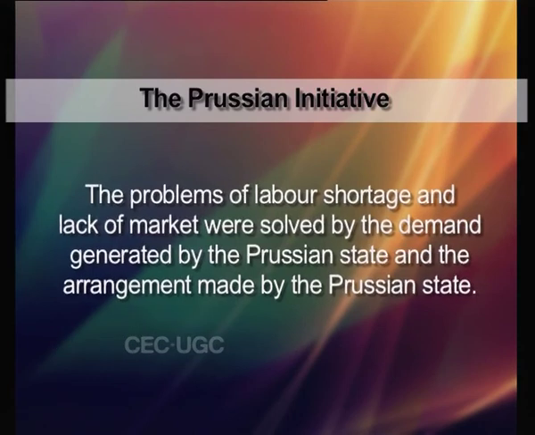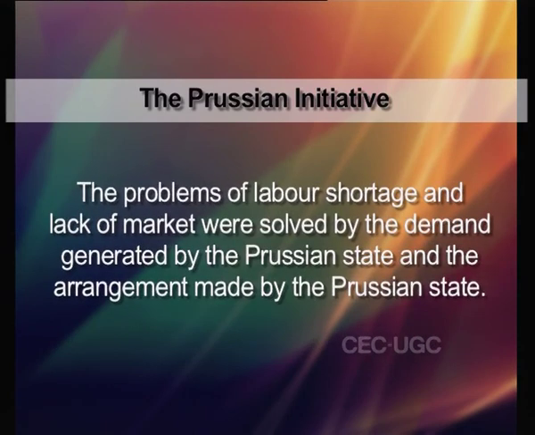They were given looms, they were given holdings, they were given houses, so that a textile industry could emerge in Silesia almost out of nothing. So both the problem of labor shortage and the problem of market had been resolved in this particular case by the demands generated by the Prussian state and the arrangement made by the Prussian state. The Prussian state went to the extent of extending full protection to Malapane Huete, the heavy industrial unit, as also the textile industry that was growing up in Silesia.